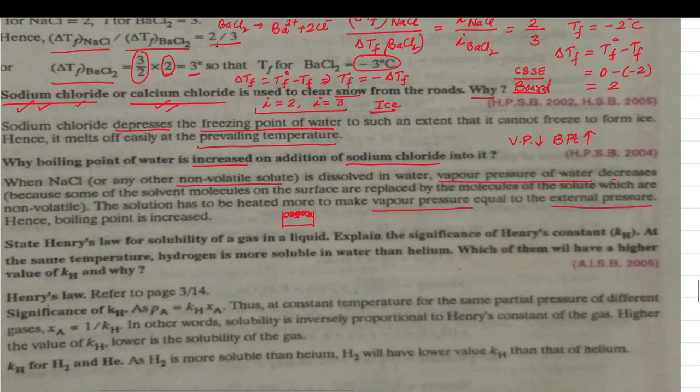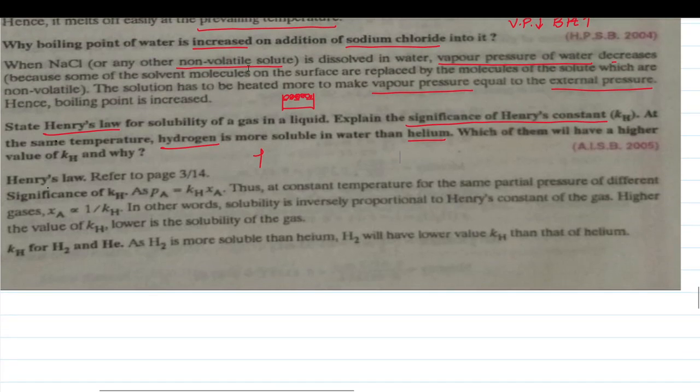state Henry's law for the solubility of a gas in a liquid, and explain its significance. Henry's law statement as well as its significance, we have a separate video, you can watch it. Now at the same temperature, hydrogen is more soluble in water than helium. So which of them will have a higher value of KH?